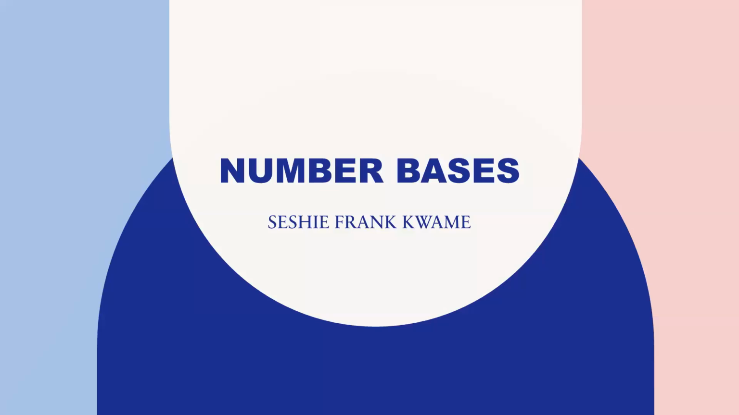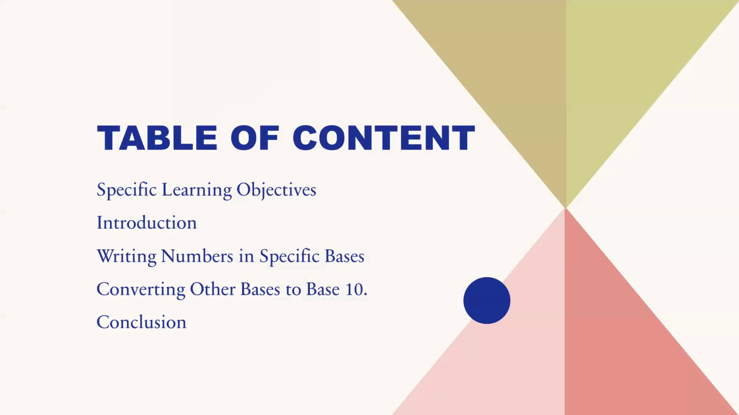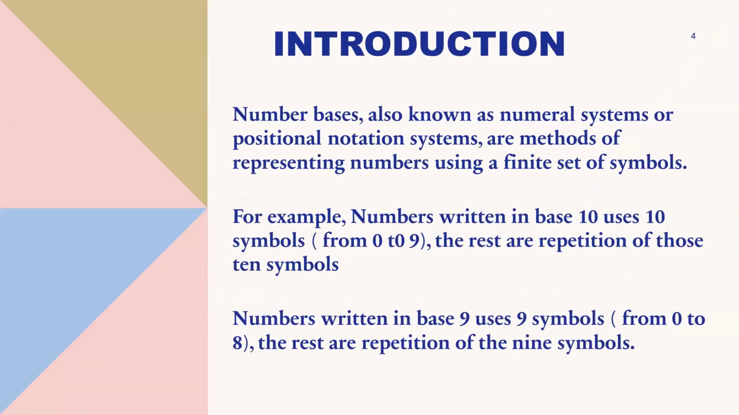We're about to start, but in brief, I'll give you some details of what we did the last time. After that, we can continue. So the last time we were talking about number bases. We looked at what number bases are all about. We said when it comes to number bases, we are looking at a numeral system. It's also called a positional notation system. And what is it? We are looking at methods of representing numbers using a finite set of symbols.